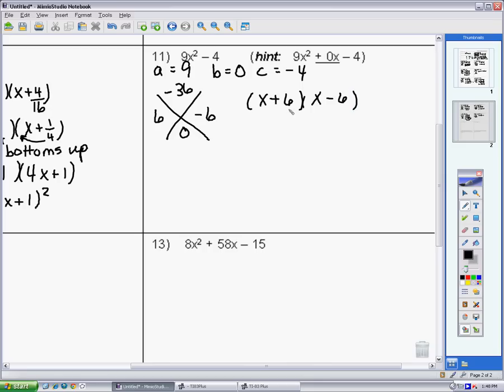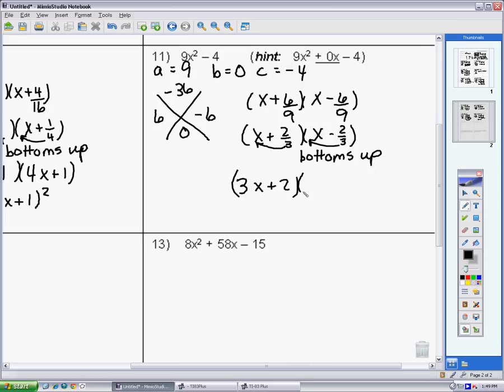And then I'm going to divide by my leading coefficient, which is a, 9. And I'm going to simplify. X plus 2/3 times x minus 2/3. And then I'm going to bring the bottoms up. So the bottoms come up in front of x. And I get 3x plus 2 times 3x minus 2. And these are my factors for 9x squared minus 4.